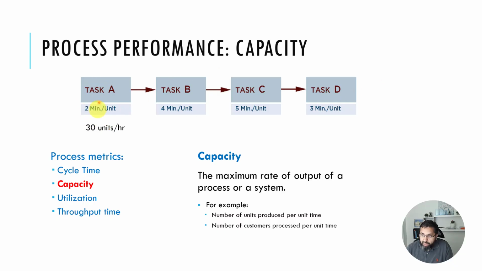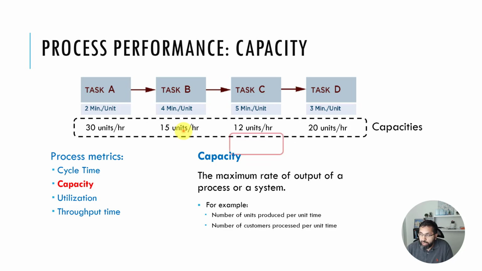So the capacity of task A is just 1 over cycle time, or half units per minute, but usually we don't like to talk about capacity in units per minute. So if you want to talk about capacity in units per hour, we multiply the capacity of half by 60 minutes in an hour, so we get 30 units per hour. This is 1 over 4 times 60, or 15 units per hour. This is 1 over 5 times 60, or 12 units per hour. And this is 1 over 3 times 60, which is 20 units per hour. These are the individual capacities, and then the capacity of the whole system will be the capacity of the bottleneck.